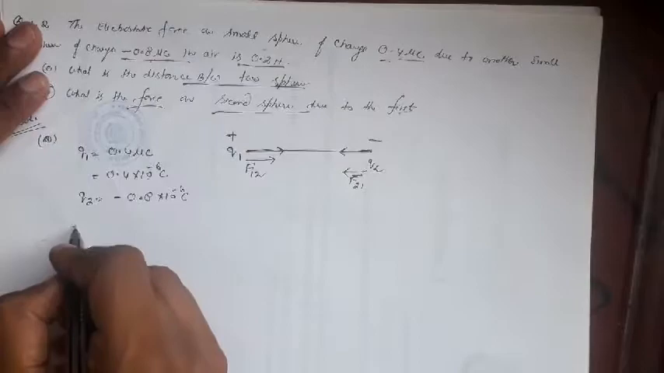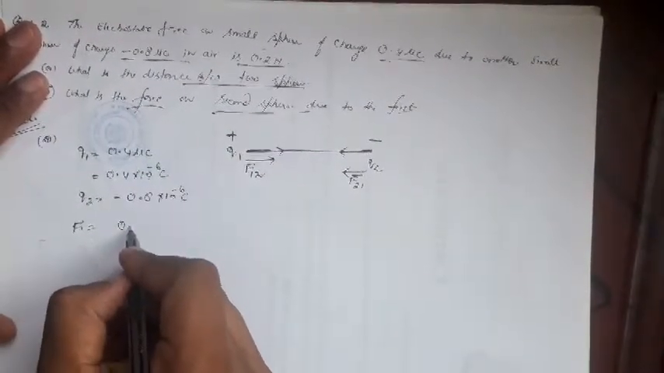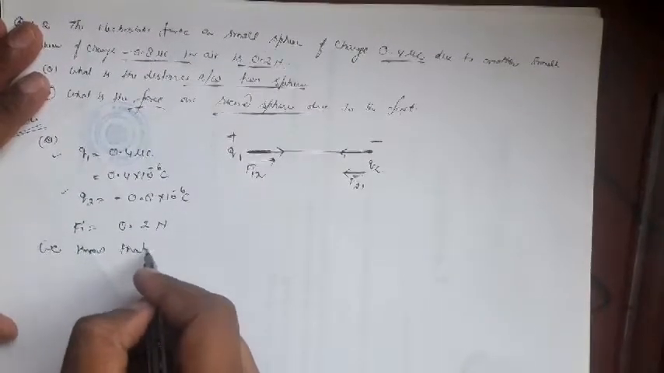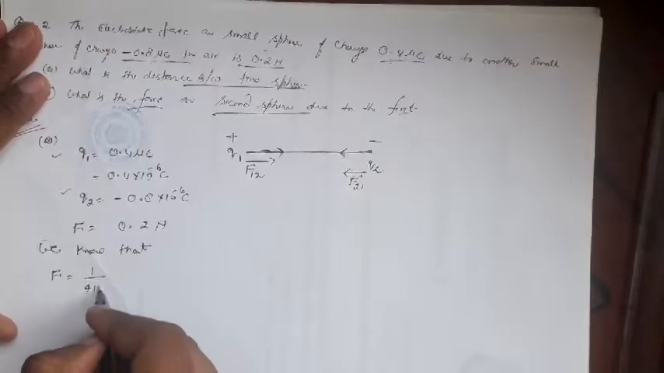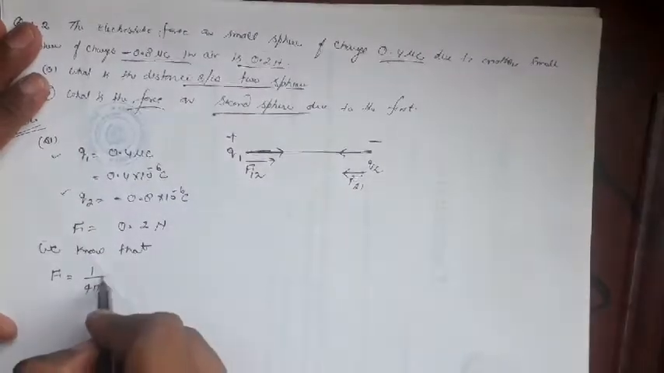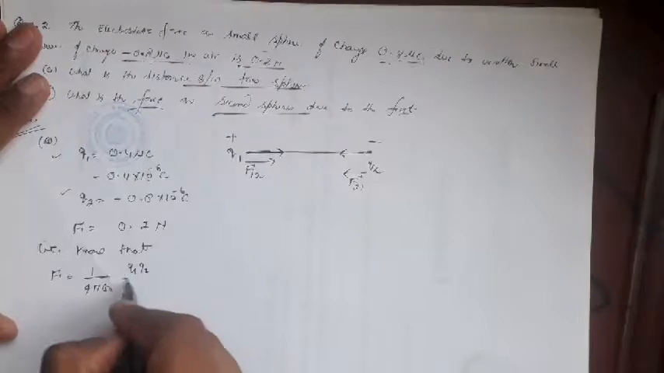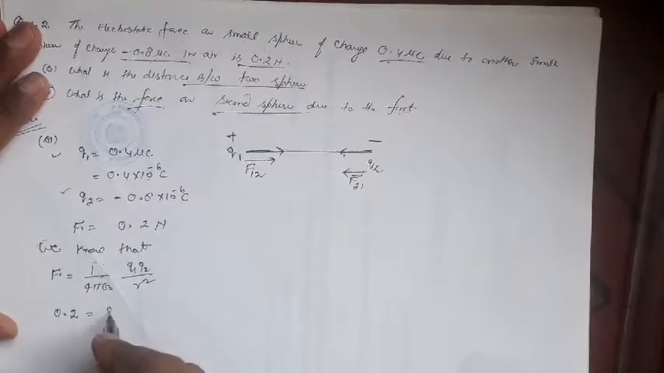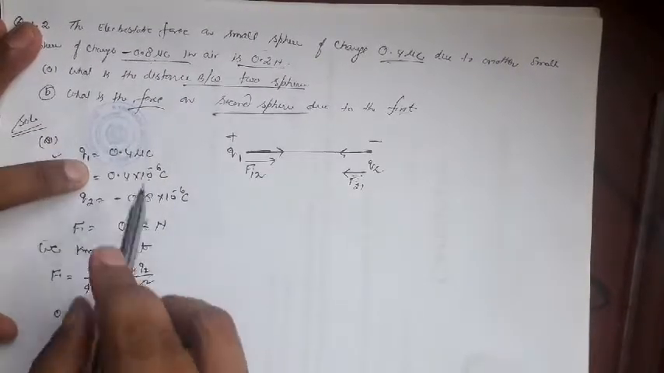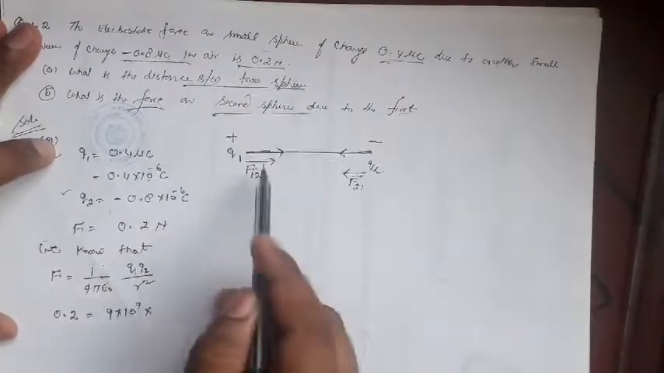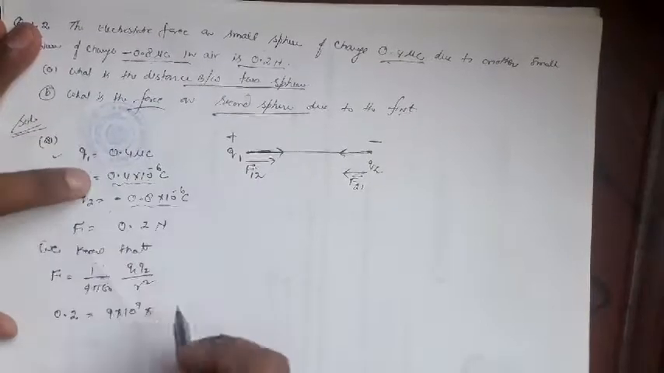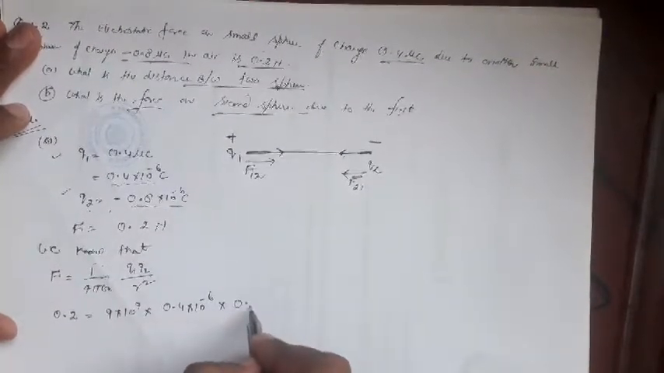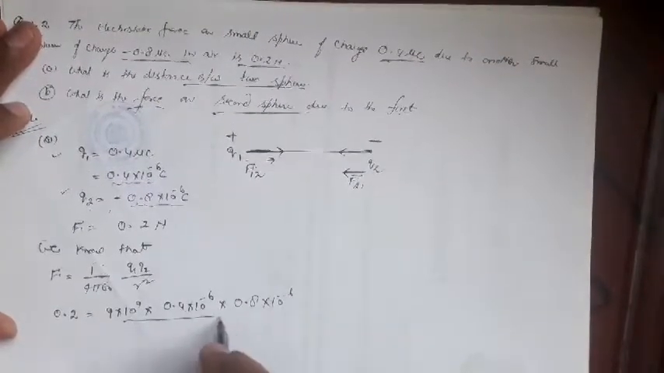What is the value of the force and separation? To find the separation, the force given is 0.2 Newton, and we know the formula of force. The charges are placed in air, so we can consider epsilon naught, and Q1 Q2 upon r square for the value of force. This force is 0.2, and this is 9 × 10^9. For Q1 we only put the magnitude, because the minus sign only gives the direction. Magnitude of Q1 is 0.4 × 10^-6, and Q2 magnitude is 0.8 × 10^-6 upon r square.